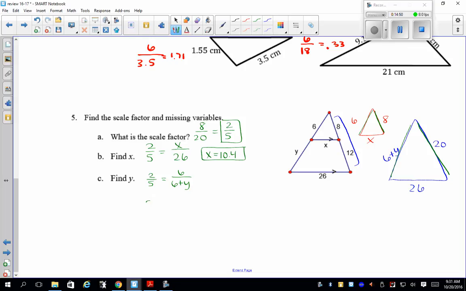I'm going to cross multiply, and I get 2 times 6 plus y equals 5 times 6, which is 30. And I'm going to distribute, and I get 12 plus 2y equals 30. Subtract 12 from both sides, 2y equals 18. And finally divide by 2, and you get that y equals 9.